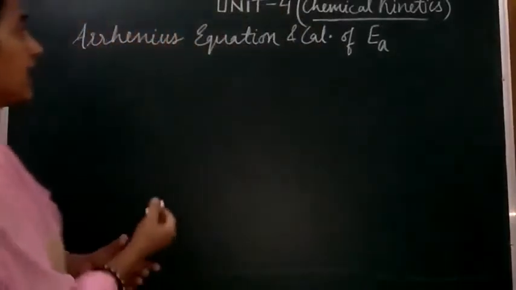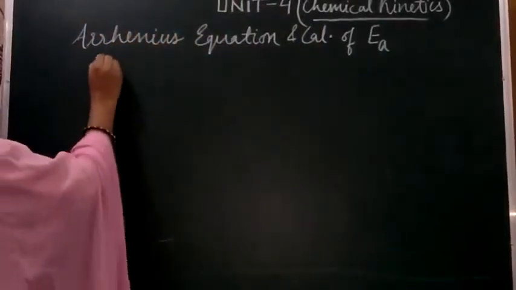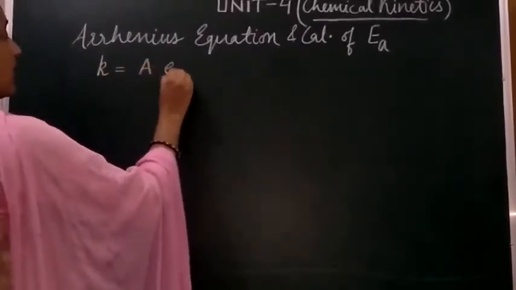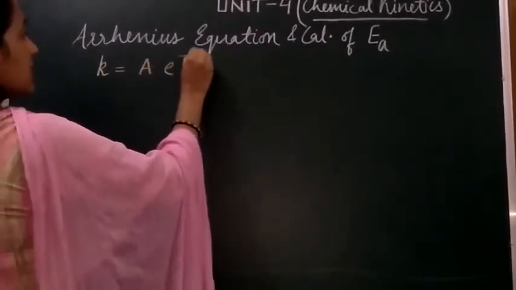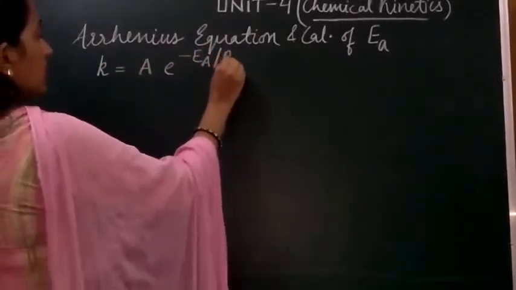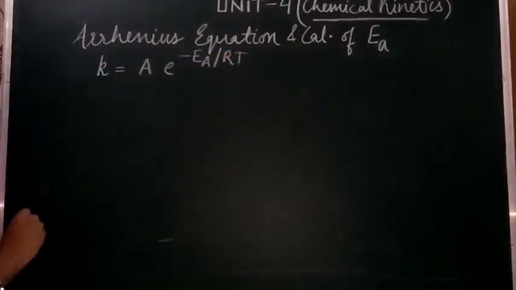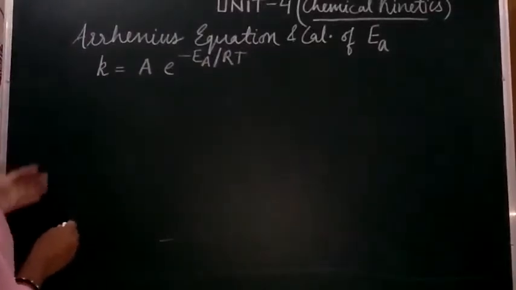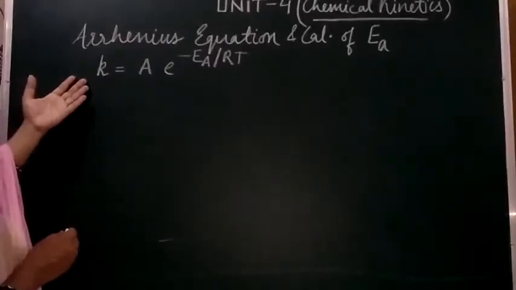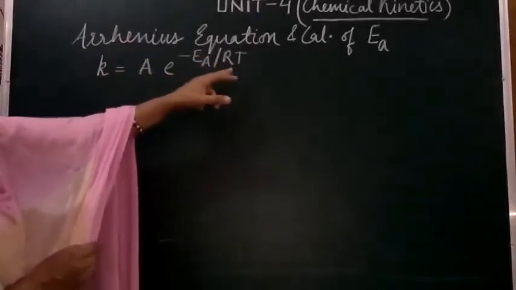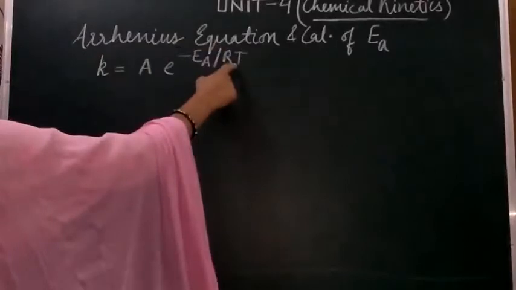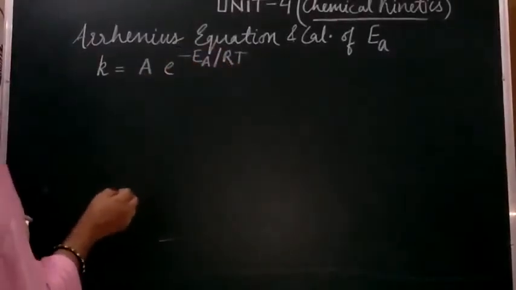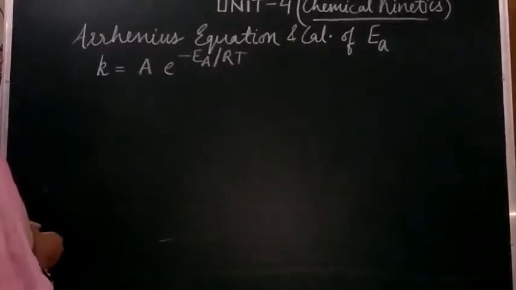Now you will see the Arrhenius equation. I'm just going to write down here that k equals A e raised to power minus Ea upon RT. Students, this equation is given by Arrhenius, which gives us the quantitative relation between the rate constant and the temperature dependence, right? Because here we also have T, that is the temperature at which the particular reaction will take place.